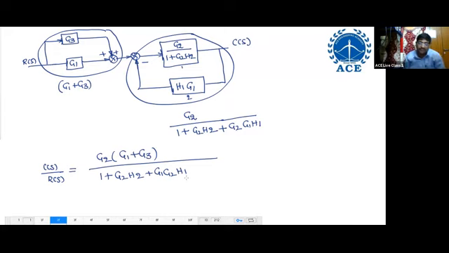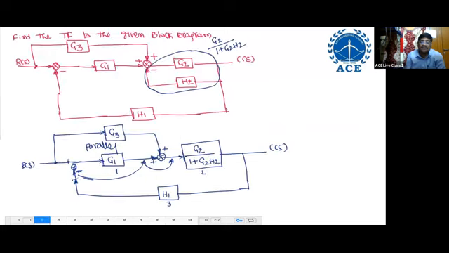So as the first step, you have to decide which blocks you have to make a loop and which blocks you have to make parallel. If you want to make it a loop, you have to shift this summing point to the head of G1. So two methods: one problem can be solved by many methods.